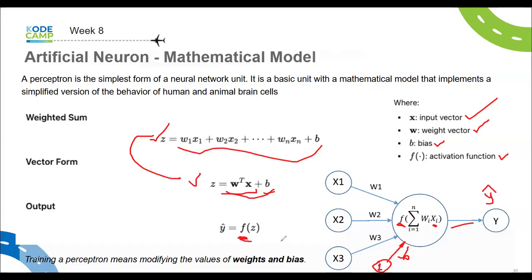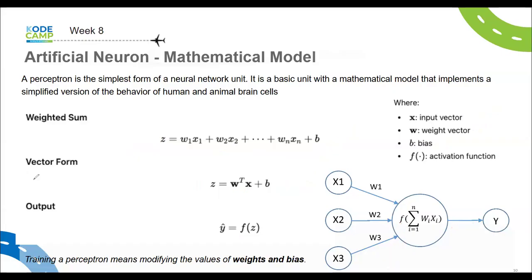And then the final output is taking the weighted sum, whether you are looking at it in the non-vectorized format, which is this one, or the vectorized format, which is this one. And then you take that output and you pass it through the activation function. So when you are training a perceptron, you're effectively just modifying the weights and the bias. That's what you're doing.